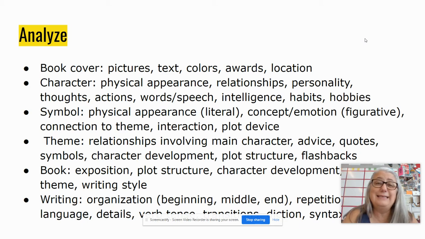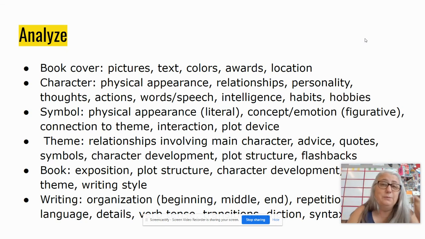We're going to look at sensory language, also known as imagery. So imagery, those are words that make you use your five senses. So something that you can see, you can hear, you can taste, you can touch, and you can smell.